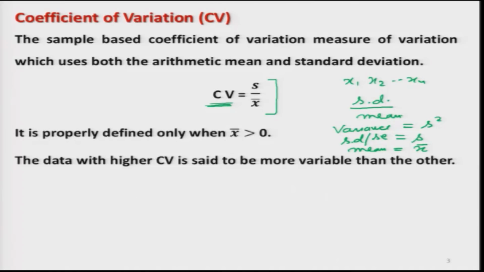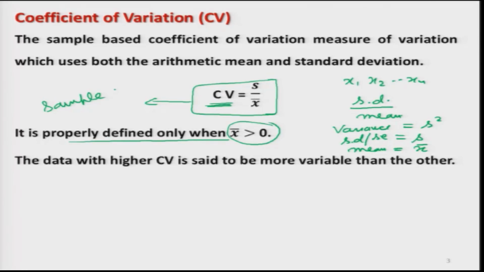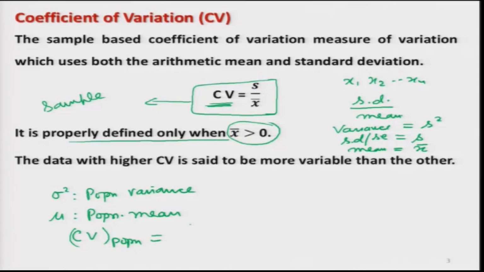Now, if you try to see, standard deviation will always be positive. So, this coefficient of variation is properly defined only when the mean is positive, or x bar is greater than 0. See here, this definition of CV is based on the sample. Now, if you want to understand what the population counterpart is, then if I say that sigma square is the population variance and mu is the population mean, then CV of this population will be defined as sigma upon mu.